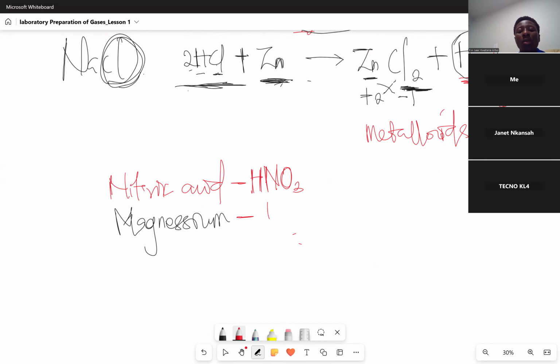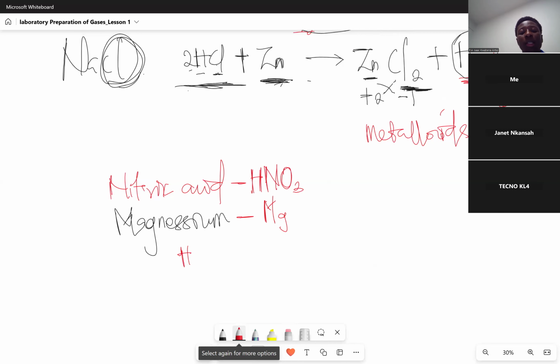The magnesium, of course, what's the chemical symbol? What's the chemical symbol for magnesium? Mg. Good. So now, you see, it's an acid, it's a metal. At the end of the day, what should be produced? Hydrogen gas, right? Yeah, hydrogen gas.